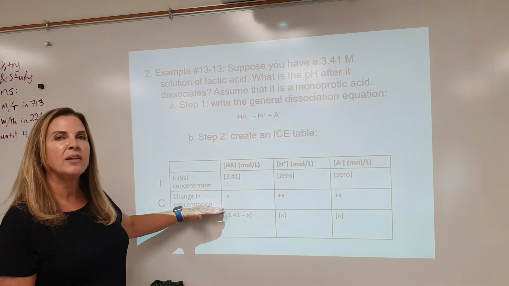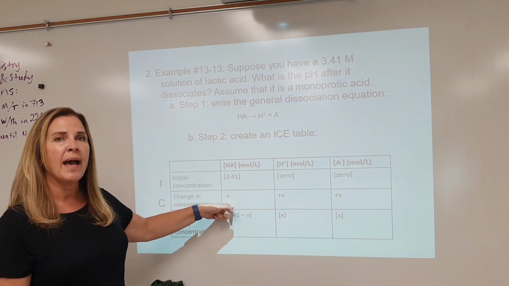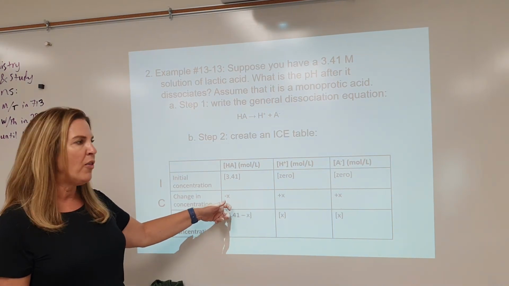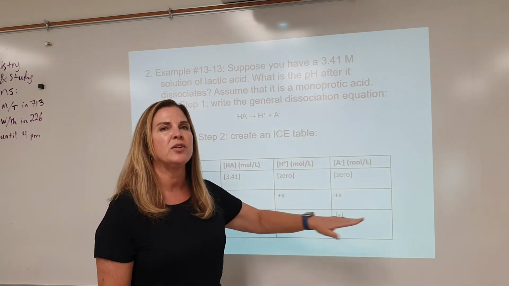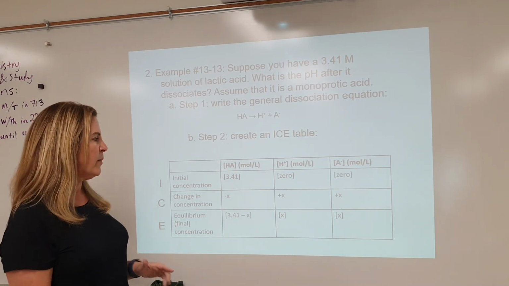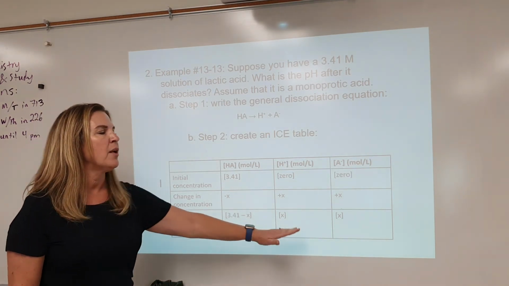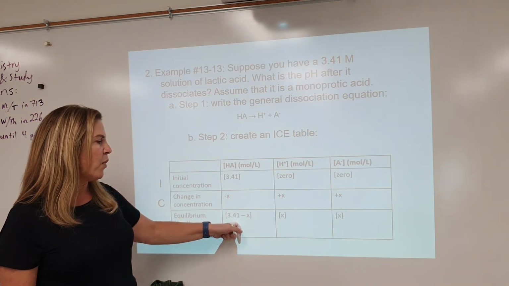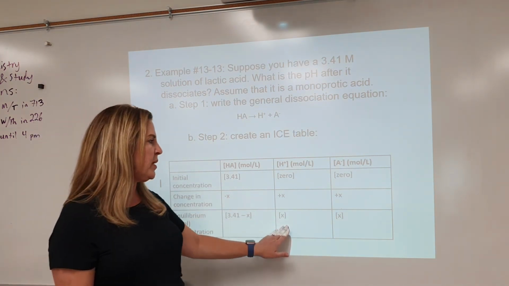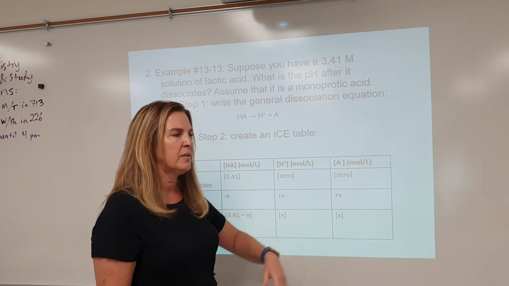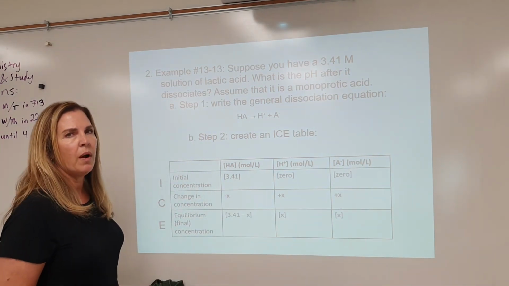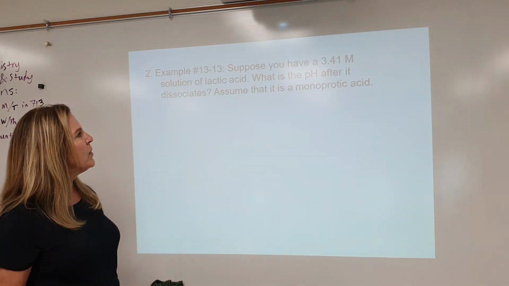We know when this reaction begins that it's going to go down. This concentrated lactic acid is going to go down by X. While this goes down, these 2 concentrations are going to go up by X. We're going to use this to get our concentration at equilibrium. So this is going to be 3.41 minus X. This will be X, and this will be X. We need this information to plug it into our equilibrium expression.